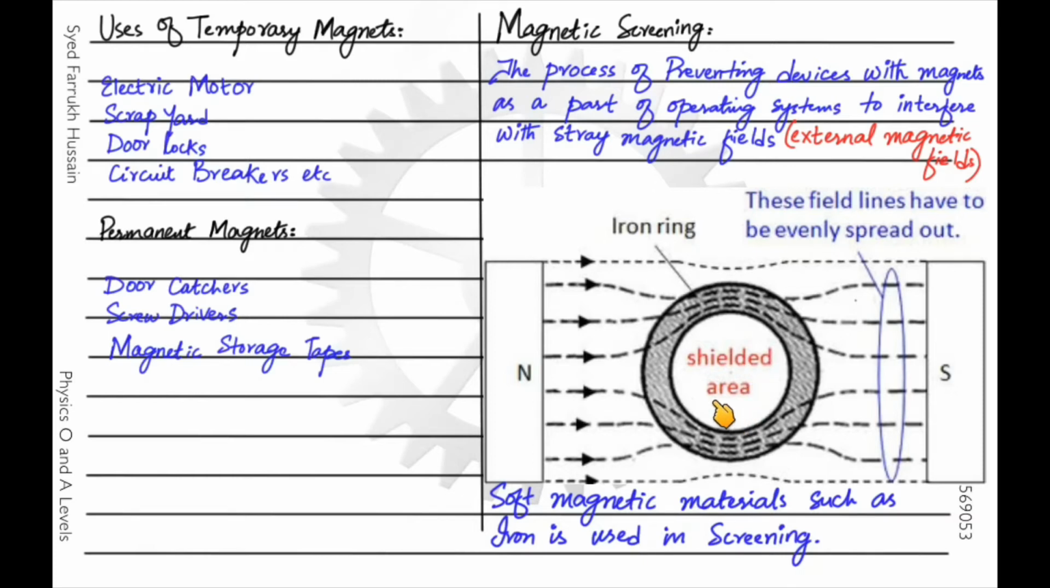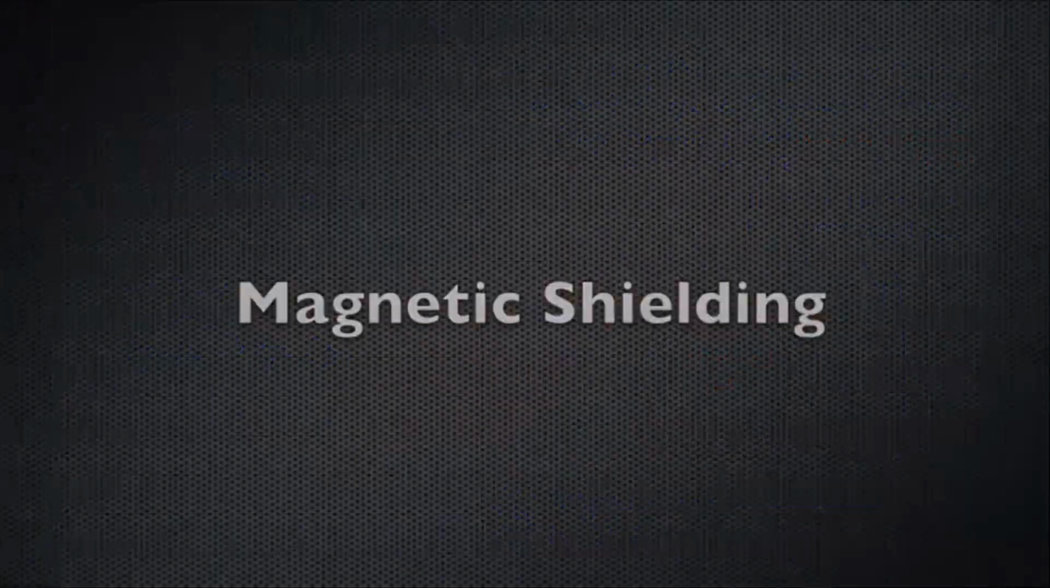And this is done by making the cases of the appliance of iron, so that the iron does not let magnetic field lines pass through, and it just concentrates the magnetic field lines around it, and there is an area which is shielded from external magnetic field lines. And this is done by making the casing of the appliance of iron. This is also called magnetic shielding.